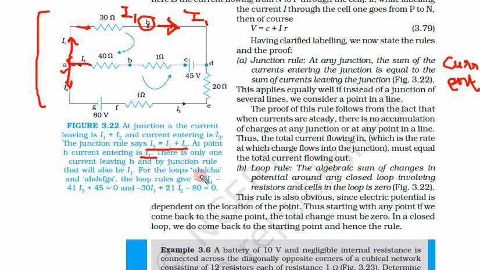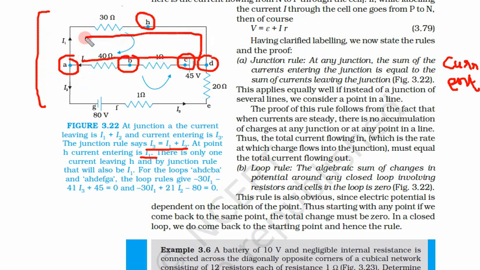Now for the loops A, H, D, C, B, A. Let us see this junction. Where is this junction? This is A, B, C, D, H and again back to A. So this is the loop. This is our loop: A, B, C, D, H and A.